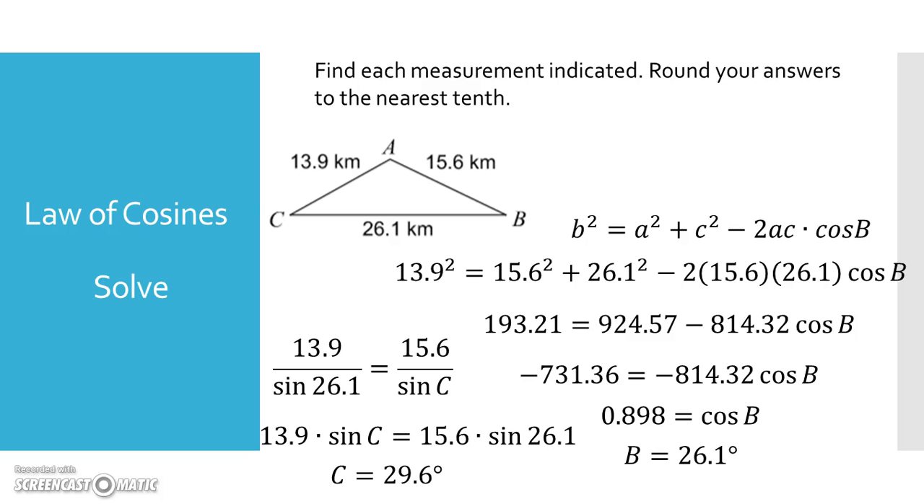You could do law of sines again, or we have two angles at this point. We can just subtract from 180 to find 124.3 degrees. Okay, so you can mix and match these lessons in order to solve the whole triangle. Do whatever's easiest for you. Good luck on the practice.